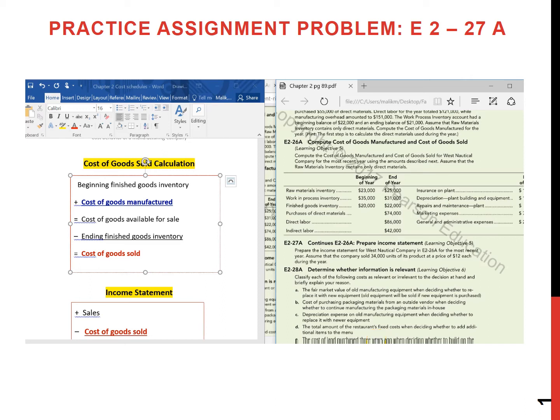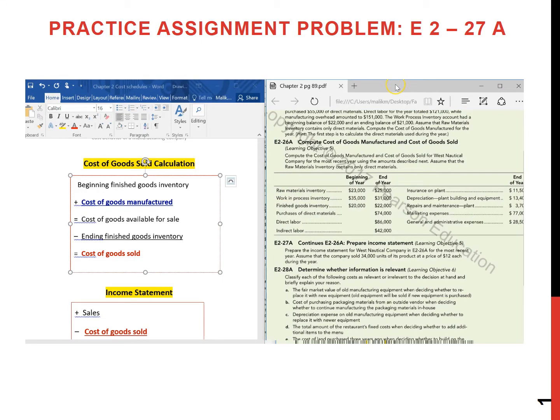Now we will do our next assignment problem, which is E27A. So here, if you read the problem, you will see it's kind of a continuation of your previous problem, which is E226A. So now for this one, we need to prepare an income statement. If you remember from your previous accounting course, I mean financial accounting, you should know that when you are going to prepare your income statement, you need to list all of your revenues and all of your expense items.